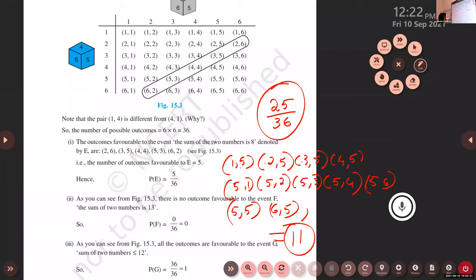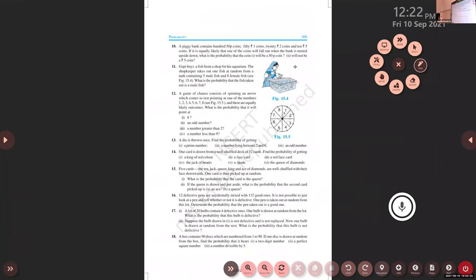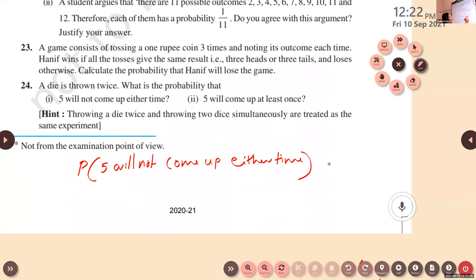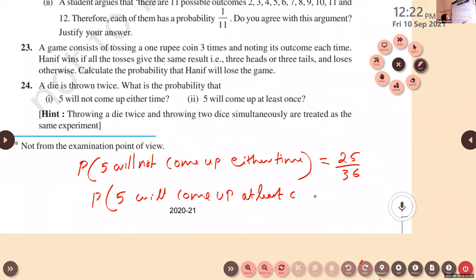Probability of getting at least one 5: 5 will not come up in 25 outcomes, 25 by 36, and the probability 5 will come at least once is 11 by 36.